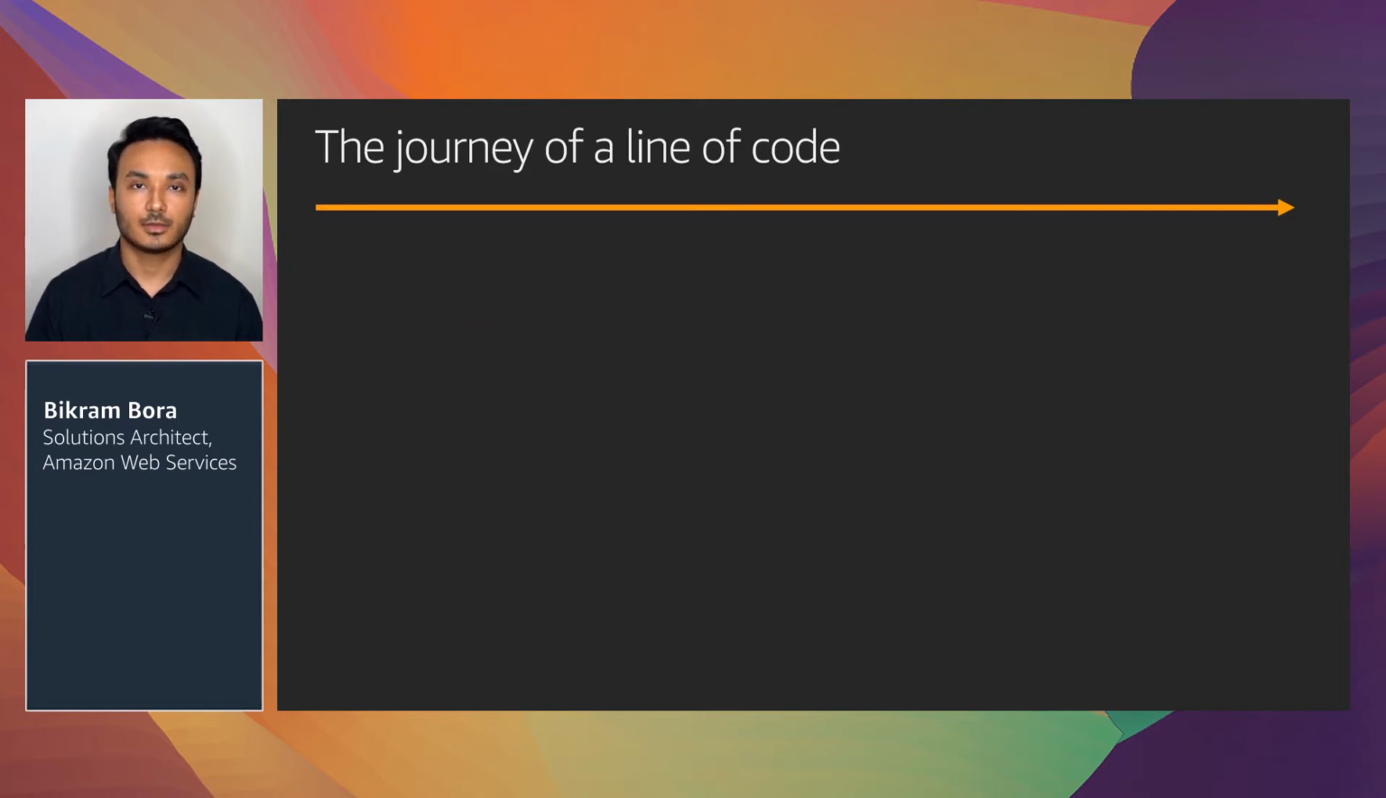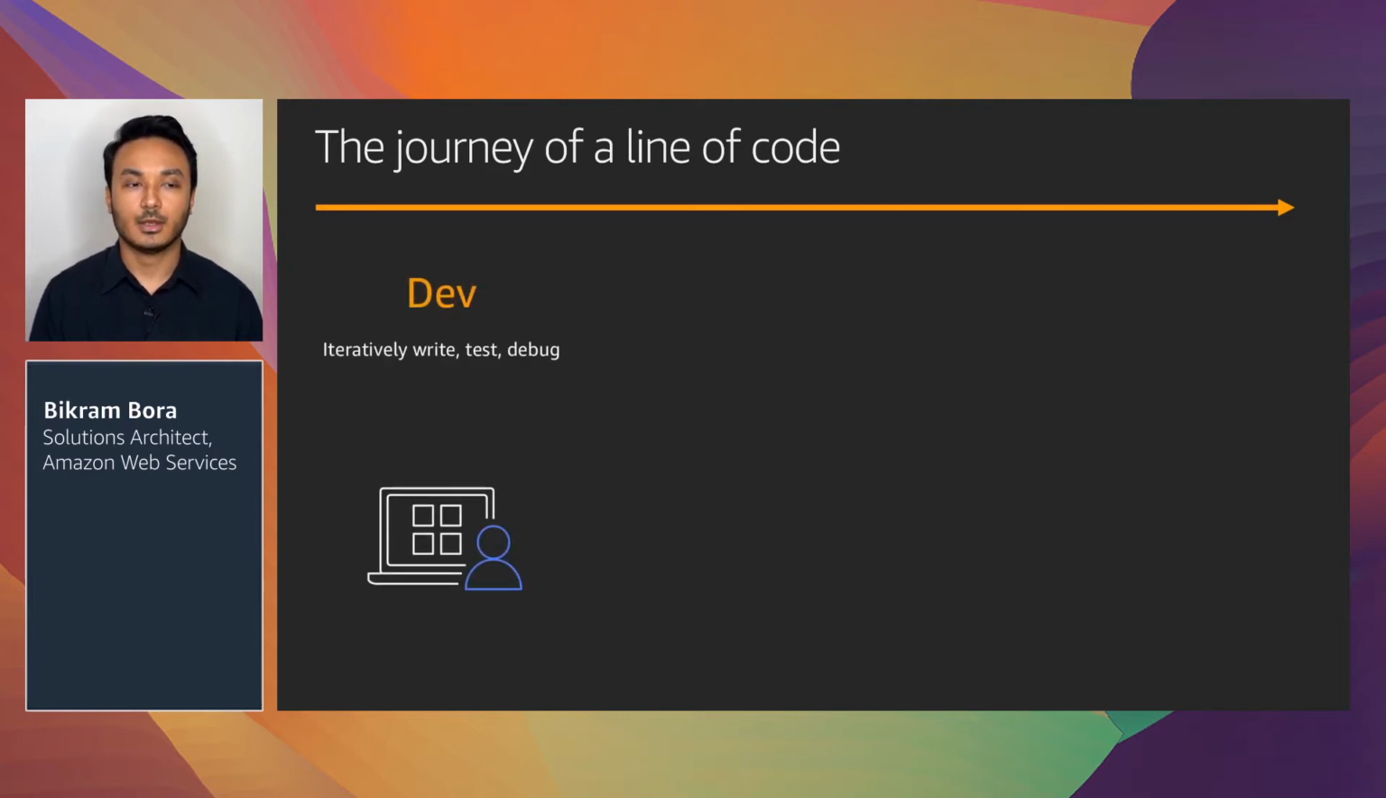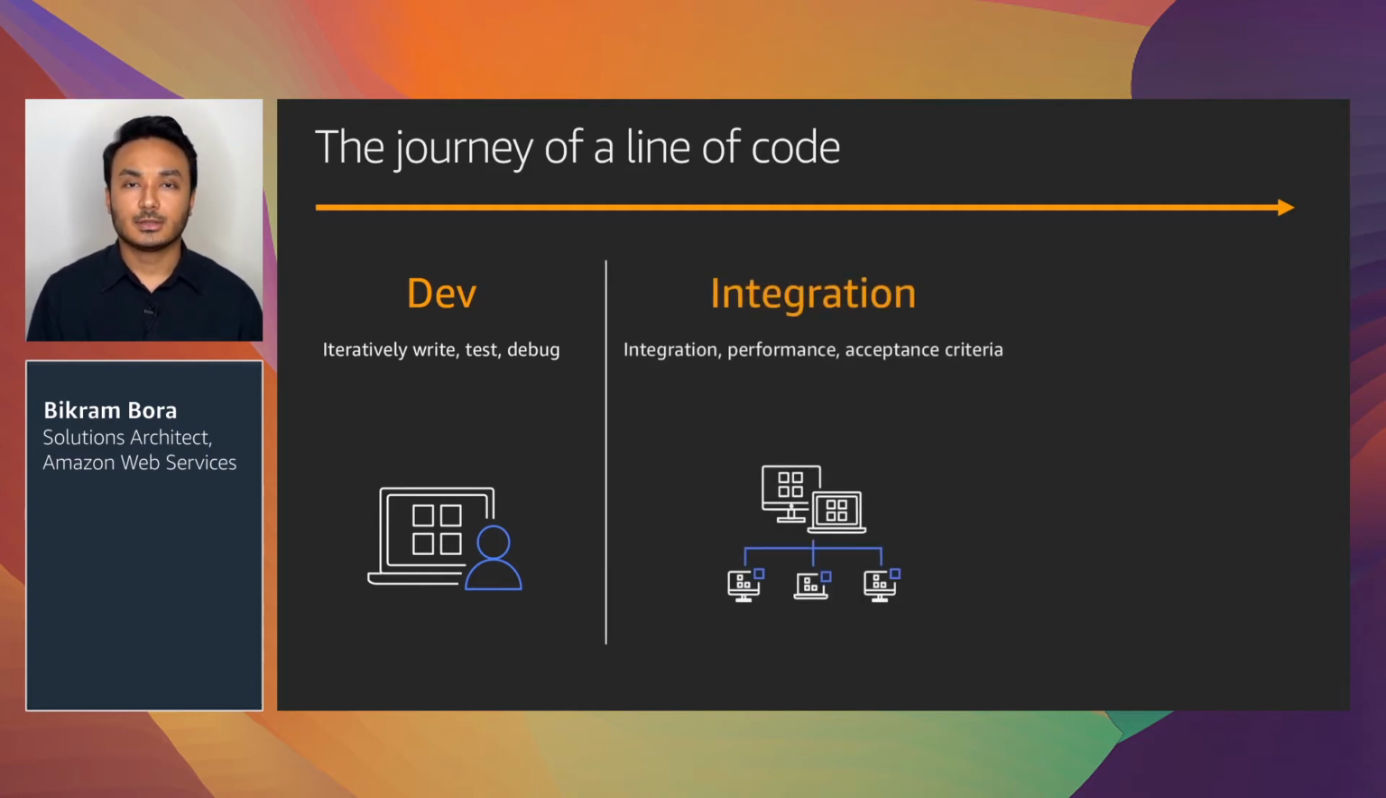We start off with the local dev and test environment. In the local dev and test environment, we write code iteratively, debug, and test. The faster the feedback loop in this section, the faster developers can get error-free features out to the hands of customers. The next step is integration.